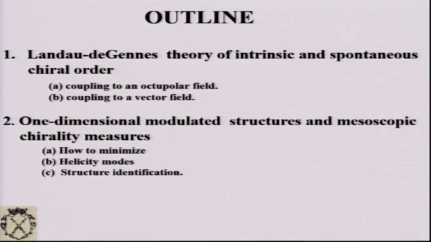So the outline of my talk is as follows. First, I will recall what Landau theory is, and then I will argue that in order to get chiral symmetry breaking, the lowest order approach would require secondary order parameters, and that could be either an octupolar field or a vector field. Of course, there are plenty of possibilities, but the lowest order choice is among these two. And then I will show you some predictions of this theory.